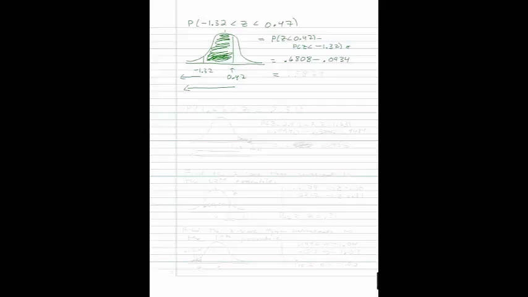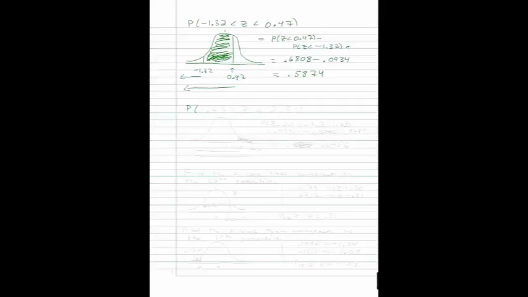So if we subtract those, 0.6808 minus 0.0934, we get 0.5874. So 58.74% of the z-scores are between negative 1.32 and 0.47. Let's do one more in that genre.